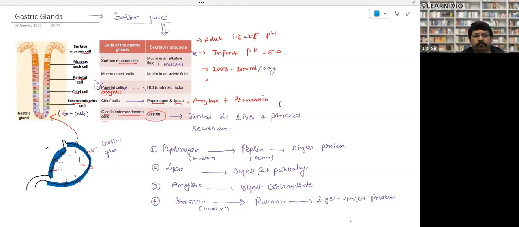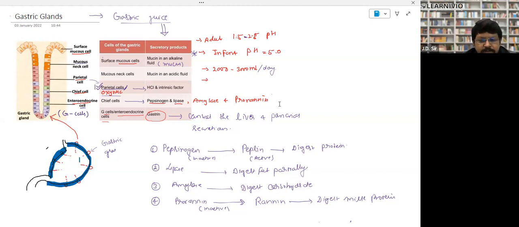The pH value of gastric juice is 1.5 to 2.5 in adult. Full stop. In infant, pH is 5. Full stop.